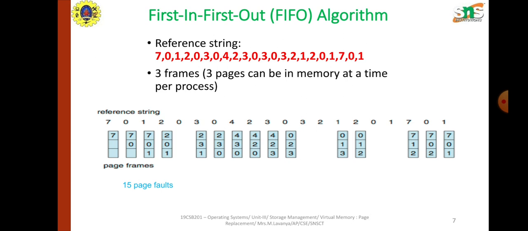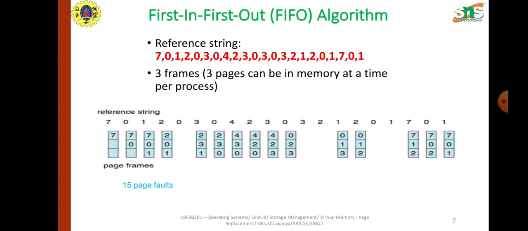Then the next string arrived is 0, and this 0 is not available in the frame, so we have to select the victim. Considering 2, 3 and 1, 1 is the first arrived string. So in the place of 1, 0 is replaced. The next arrival string is 4. In 2, 3 and 0, which are available in the frame, the value of 2 is the first arrived string. So in the place of 2, 4 is replaced.